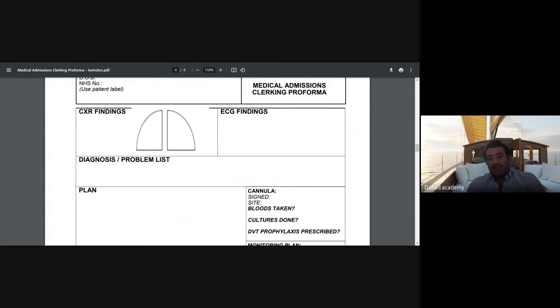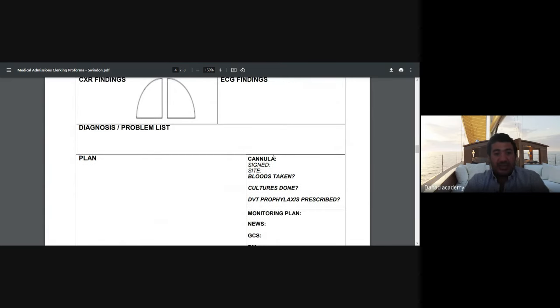Usually, all the patients in A&E, whatever the reason they are coming to you, will have an ECG. So you need to put the ECG findings, especially if they are cardiac patients, and chest X-ray findings. Okay, and then the diagnosis.